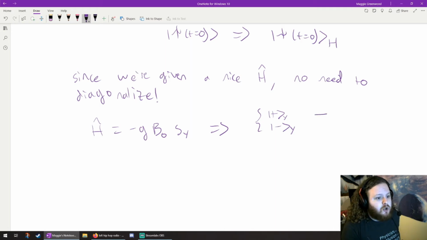And their associated eigenvalues, so here, let me do this in a slightly different color, just so it looks a little different. So here are the vectors. And over here, I'm going to write the associated eigenvalues. So the eigenvalue associated with this is going to be the same eigenvalue of Sy, which is plus h bar over 2, times the stuff that was out here. So it's minus g B naught h bar over 2.